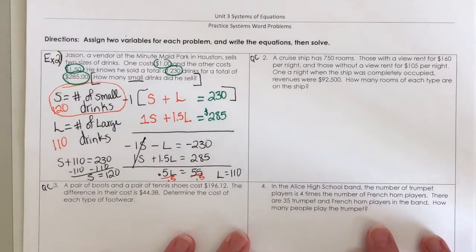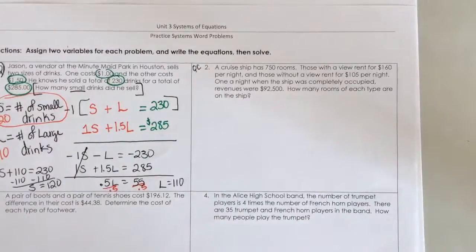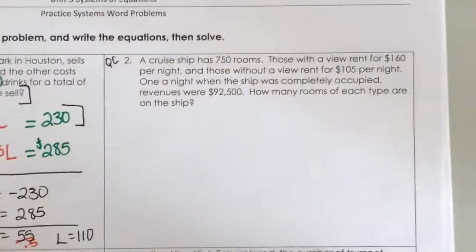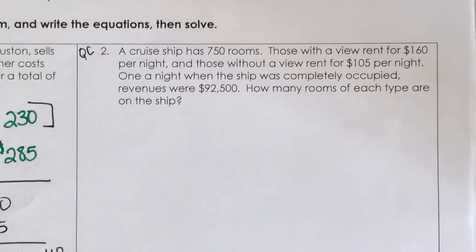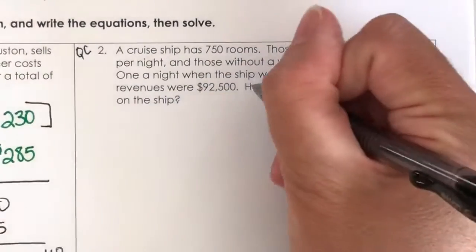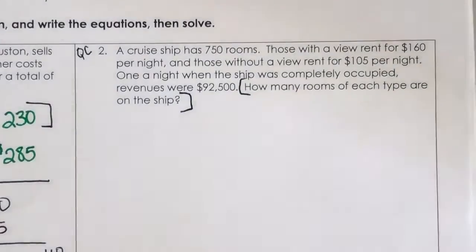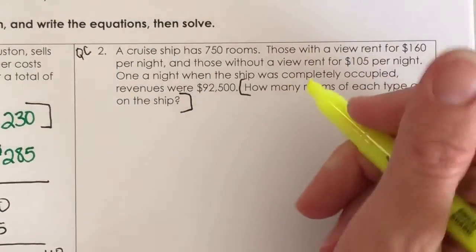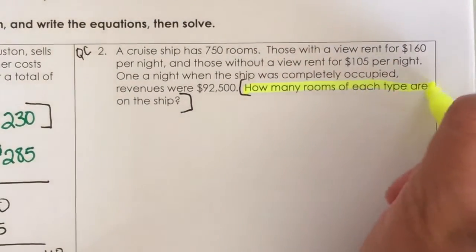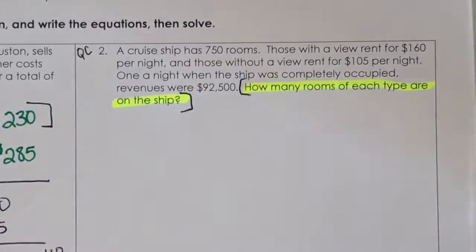So look at example 2 here, and this quick check goes a lot like this one. Just like we did before, we're going to put a bracket around our question. And the reason why is because in our question, it helps us to identify our variables. So, how many rooms of each type are on the ship? That's what we're trying to find.